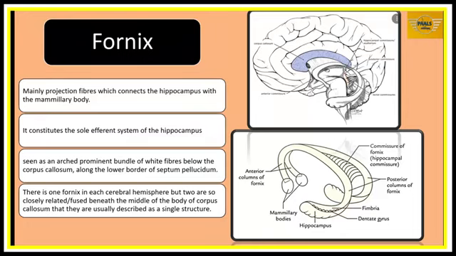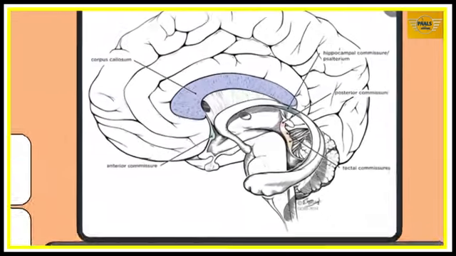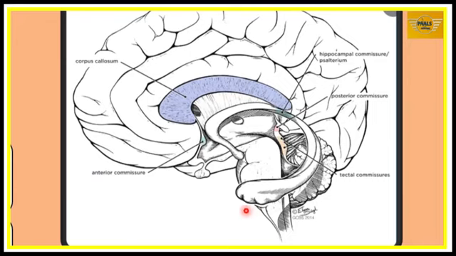As we already noted, the fornix is the major efferent for the hippocampus. The fornix is mainly a projection fiber which connects the hippocampus with the mammillary body seen in the hypothalamus. This is the fornix. We have one on the right, one on the left. So this is the fornix with the rest of the structures in the brain.